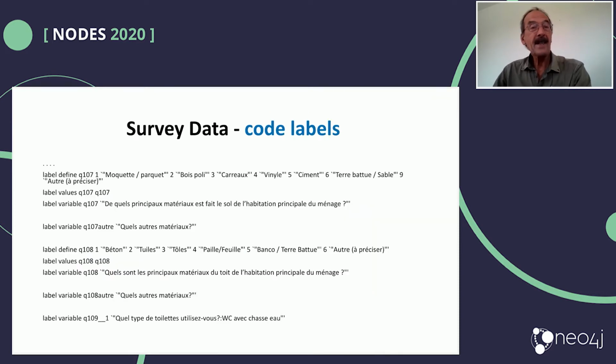Now, each data table has got a companion file which explains the labels of the codes in the main data table. So here, for example, question Q107, which is about building materials for a floor of the dwelling. And you can see code 2 means polished wood, 4 is vinyl, 5 is cement, etc. You also notice that the language of the survey was French.